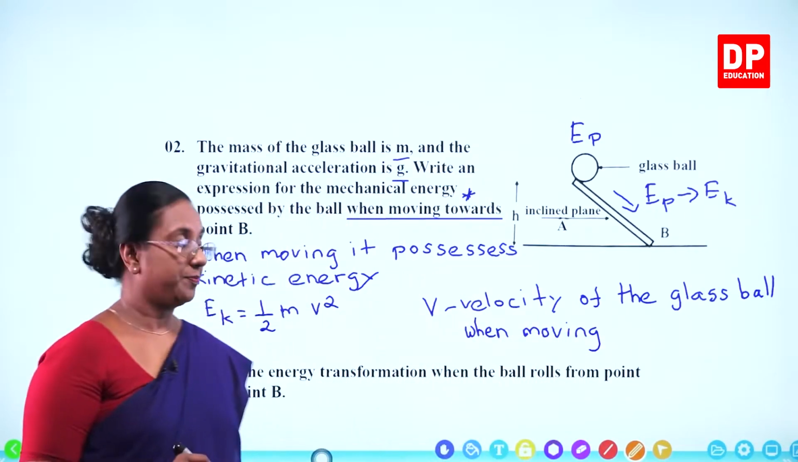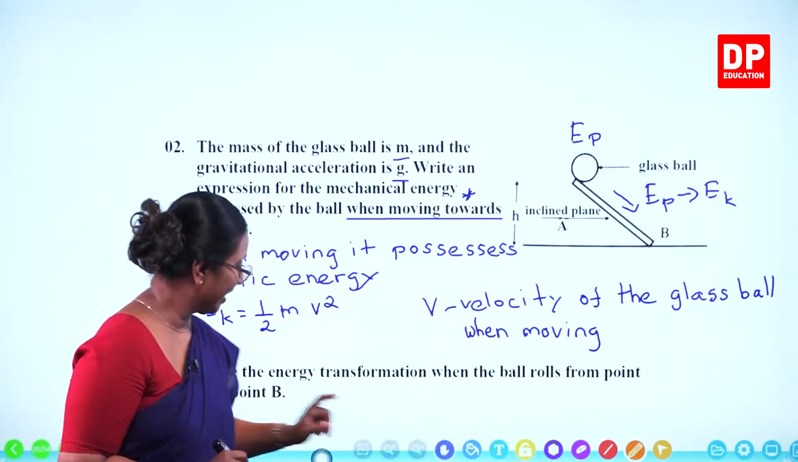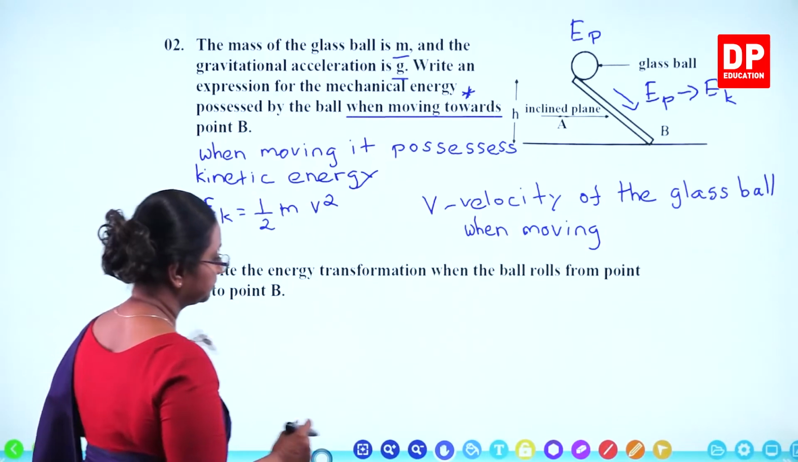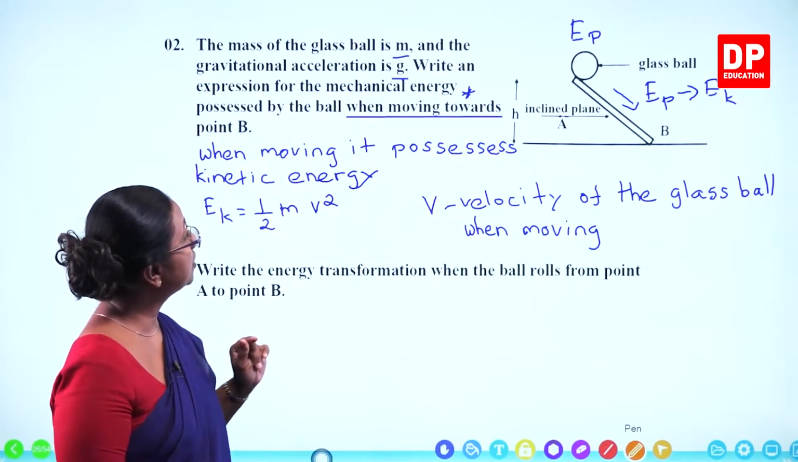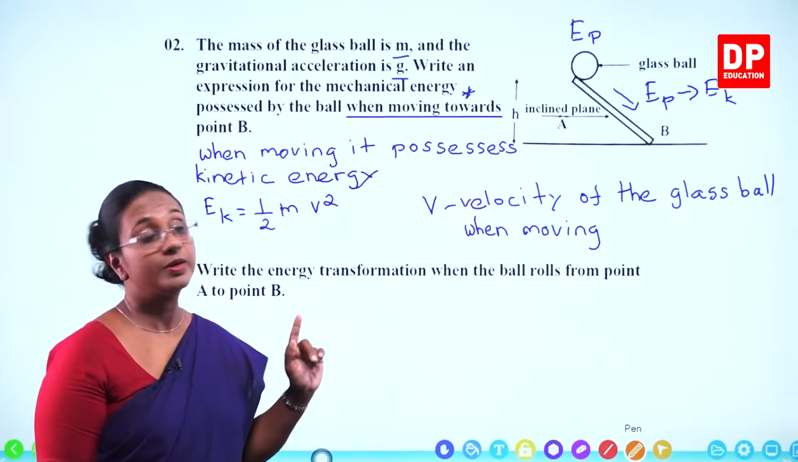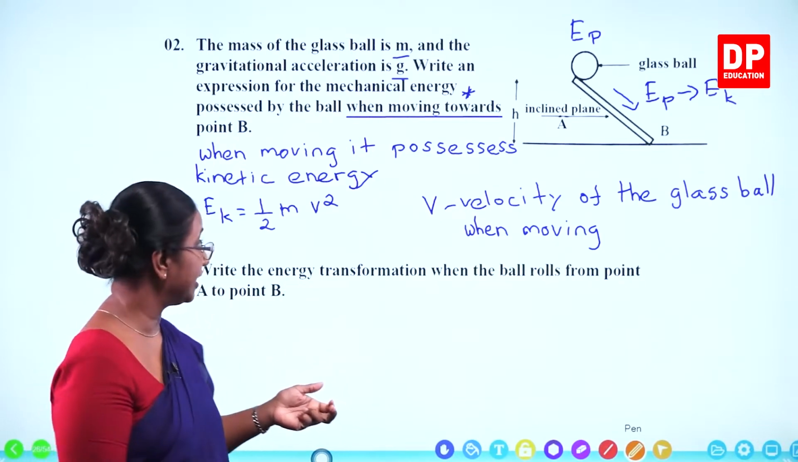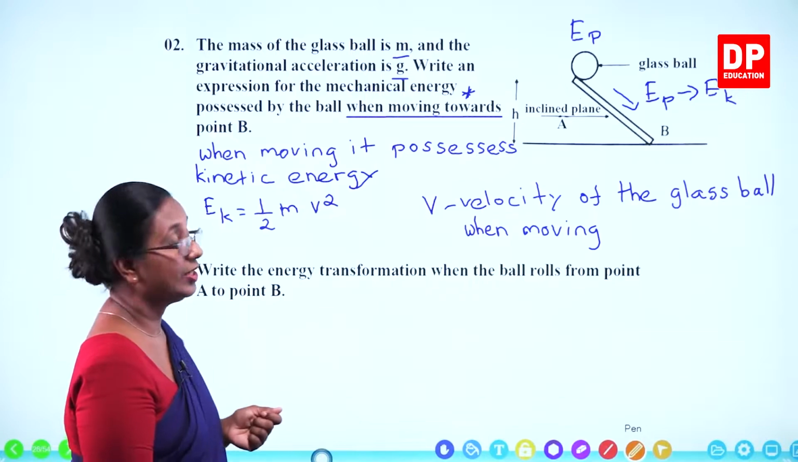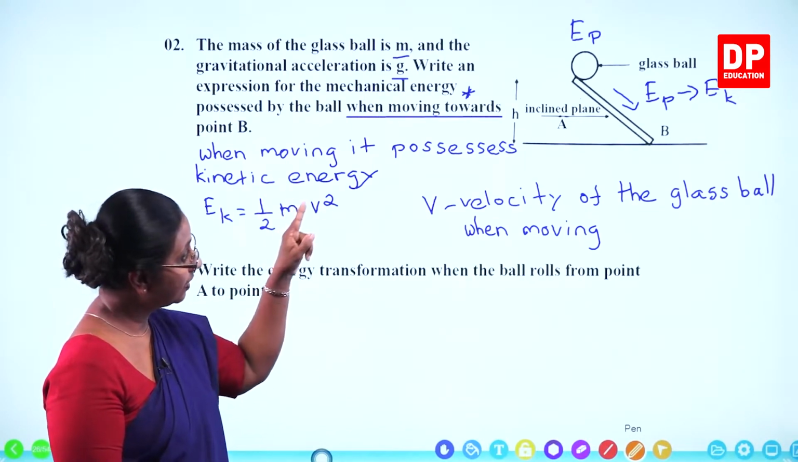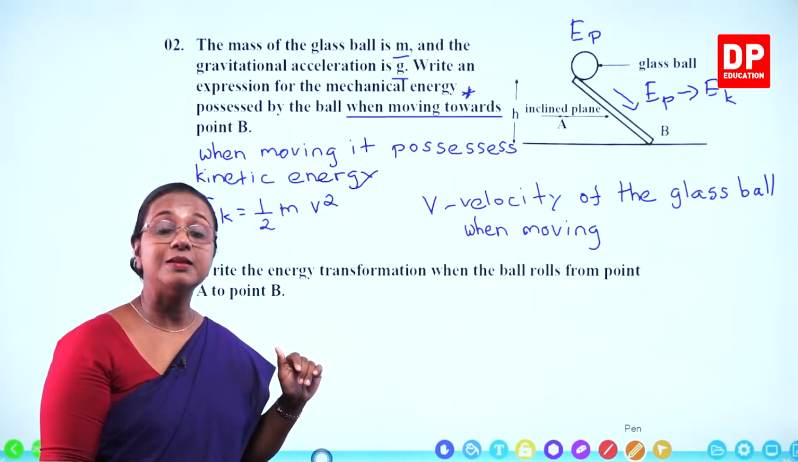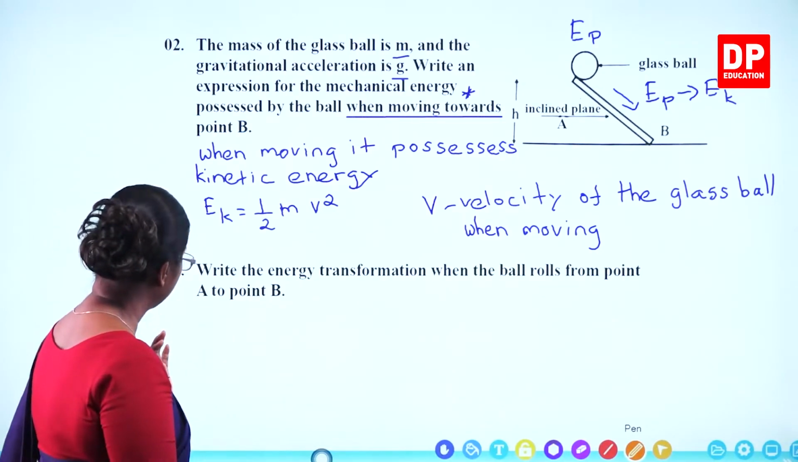So that is V. Half mv square. That is the equation. So then the next part. Is that okay, students? They have asked the question when the object is moving towards point V. So when it is moving, there will be a certain amount of potential energy, but mainly it's going to be kinetic energy. Why? The potential energy that was stored when the glass ball is at the top of the inclined plane will be converted to kinetic energy. So you have to remember that.